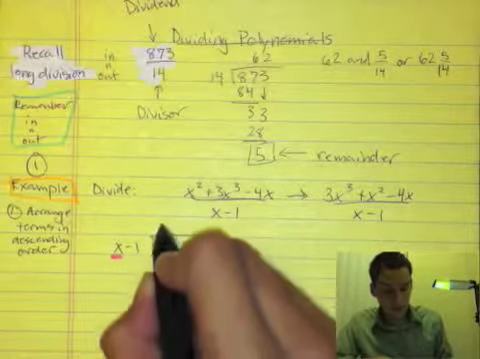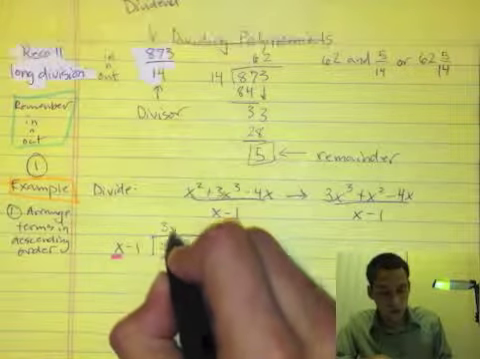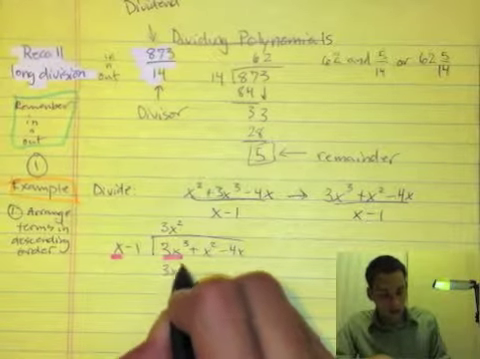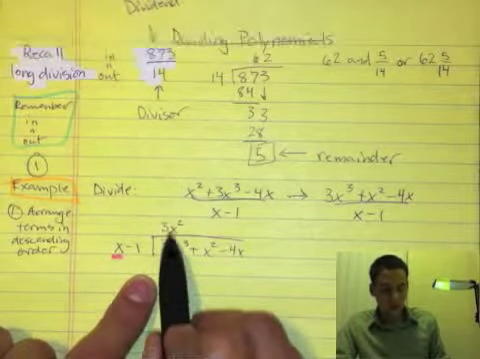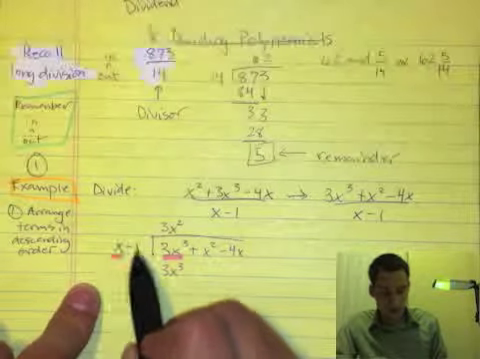Well, I need a 3, so 3 times x will give me 3x. Well, then 3x squared will give me 3x cubed. And then I get 3x cubed down here. What I'm doing to get this is I'm going this times this whole thing.